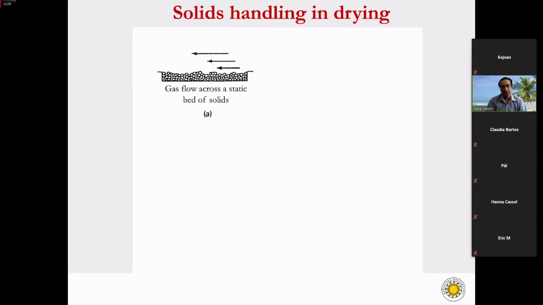There are different ways to make air or gas contact the wet solid. One method is that the gas or the air flows across a static bed of solid, right? So we have a contact of air or gas with the upward surface of the solid material. In this way, the topmost layer of the solid becomes dry, and due to capillary action, the water present beneath the surface goes up and it keeps on drying. This method is a relatively slow process of drying.